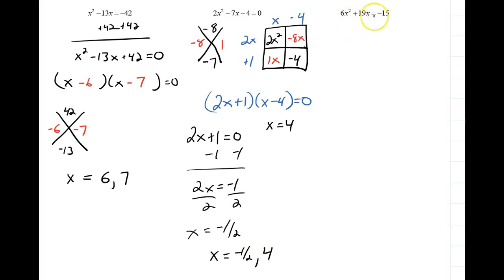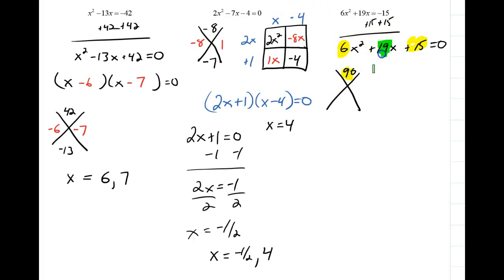You do the same thing here. But we've got to have this equal to 0, so I add 15 to both sides. So 6x squared plus 19x plus 15 equals 0. So I'm going to start with the x. And so the a times c is going to go here. So 6 times 15 is 90. The middle term, the 19, goes on the bottom.